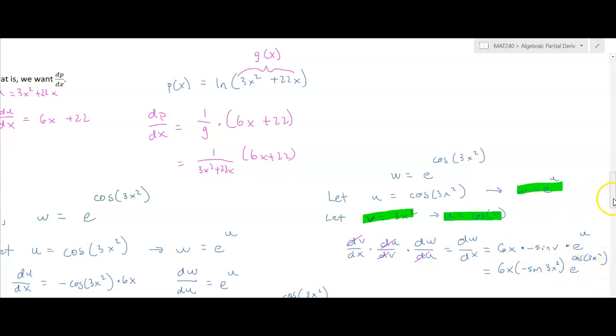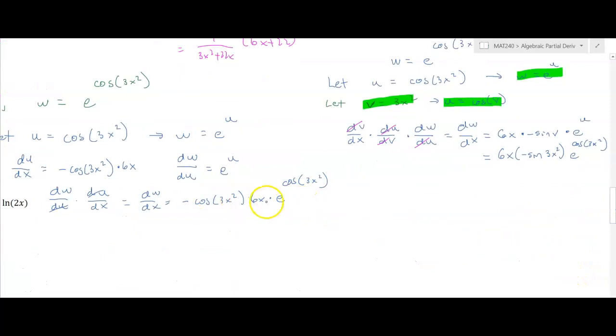And you can see that we get exactly the same derivative as we obtained here, except I did not compute the derivative of cosine correctly. I apologize for that. This should be negative sine, and this should be negative sine as well. So now you see that we do have the same function. We have a multiplier of 6x, a negative sine of 3x squared, and an e to the cosine of 3x squared.